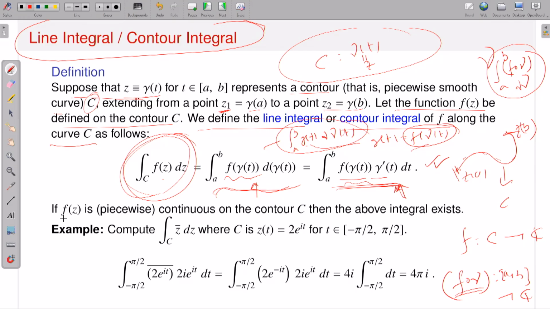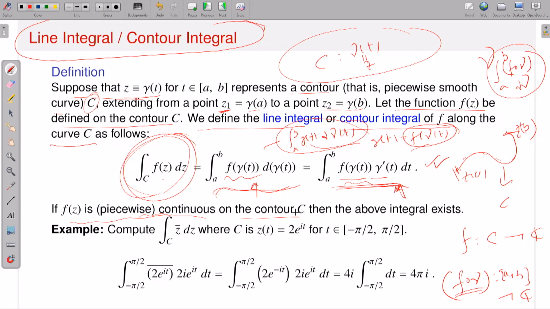One more comment. If f(z) is, I do not need continuity on the full interval. Even if my function is piecewise continuous on the contour C, that means it is not continuous on the full contour, but I can chop my contour C into finitely many pieces. So except at finitely many points on my contour, my function is continuous. Even then, the above integral exists.